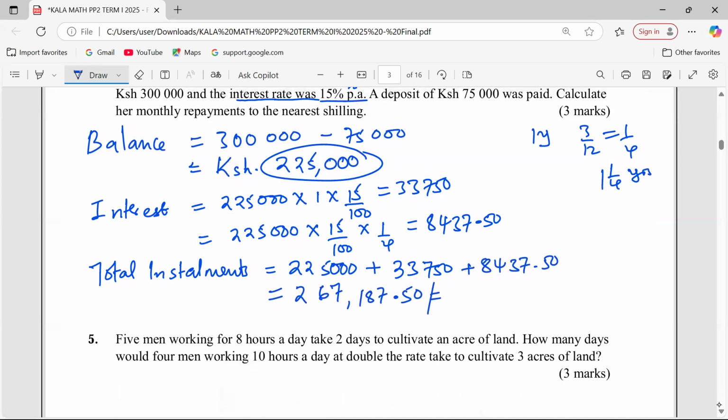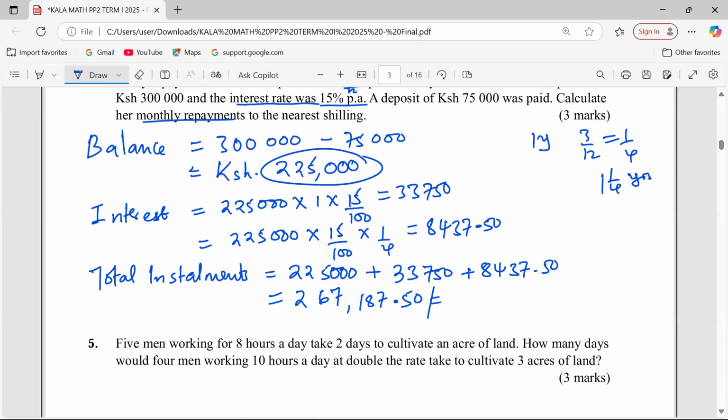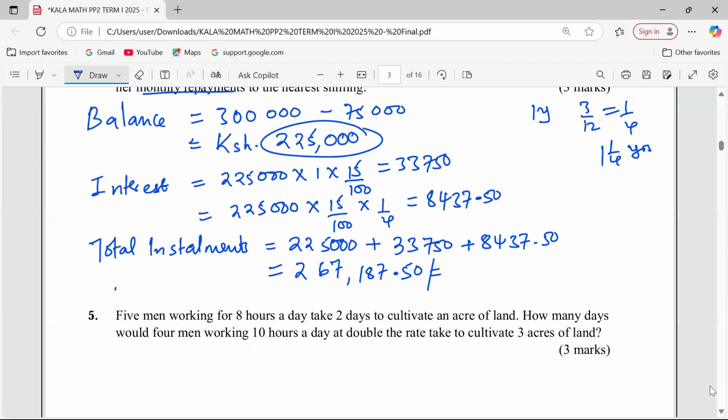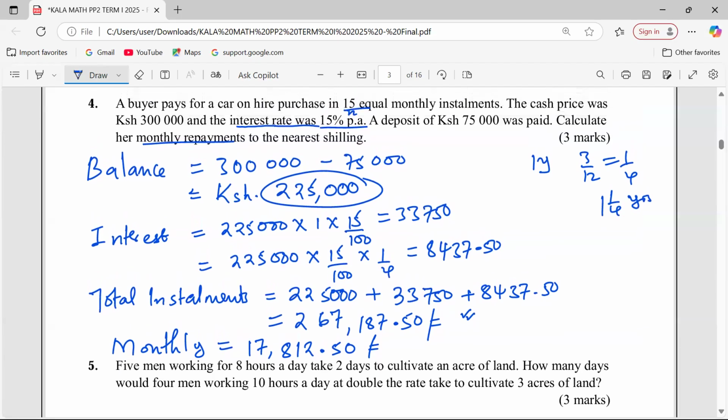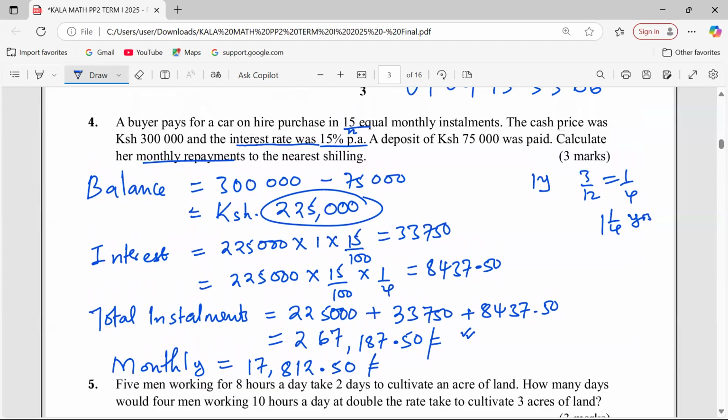Then now we can get the monthly repayment because this will happen in 15 months. So per month, what shall it be? We divide by 15 months. So when we divide by 15 months, we will be having 17,812.50 Kenya shillings. So that is going to be the monthly installment now, because total installments has already been calculated, but they will be paid within 15 equal monthly installments. So we divide by 15, we get the amount in each installment. So that's how we're supposed to work it out.